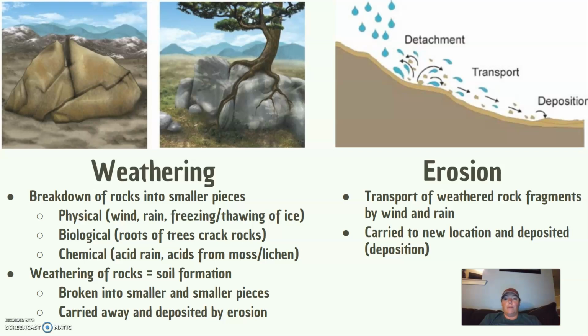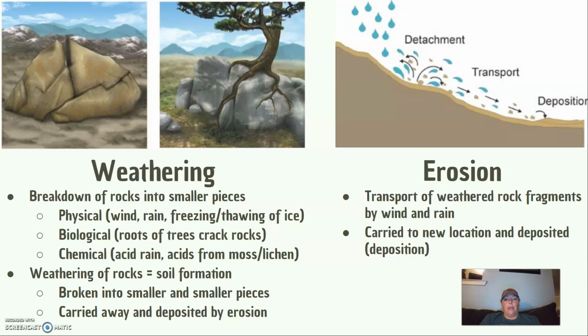Biological weathering comes from the roots of trees or plants. Moss is actually a big one that leaches nutrients out of rock and then weakens them, allowing them to break. And then chemical is acid rain, and acids are also released from some plants like moss and lichens. Those all break rock into smaller pieces. The weathering of rocks is how soil forms.